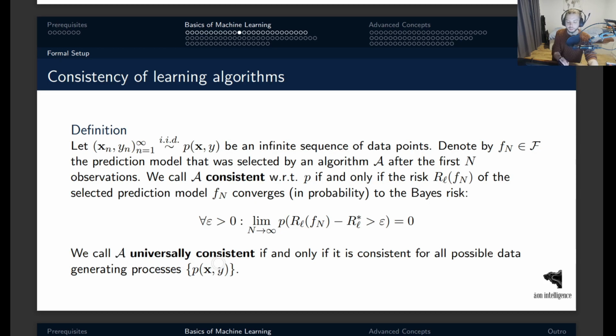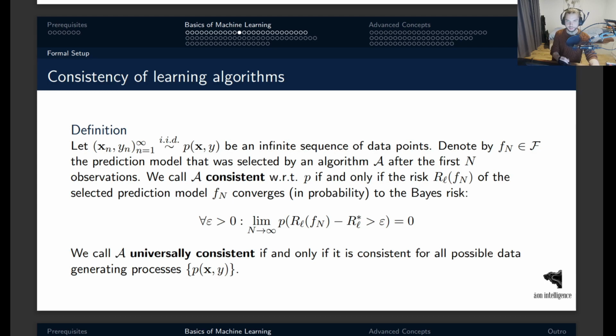We call A universally consistent if and only if it is consistent for all possible data generating processes, right? This definition, this above part, specifies that for a particular data generating process, this algorithm A is consistent. But being universally consistent is much more of a requirement because it says no matter what the data generating process is, the algorithm A will eventually find the Bayes prediction model.